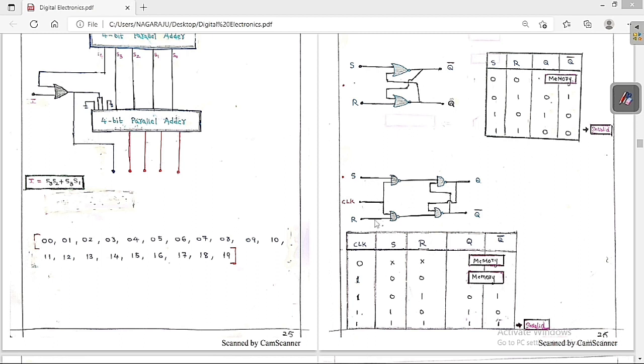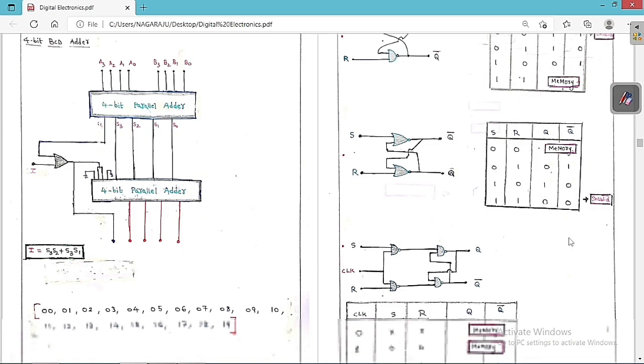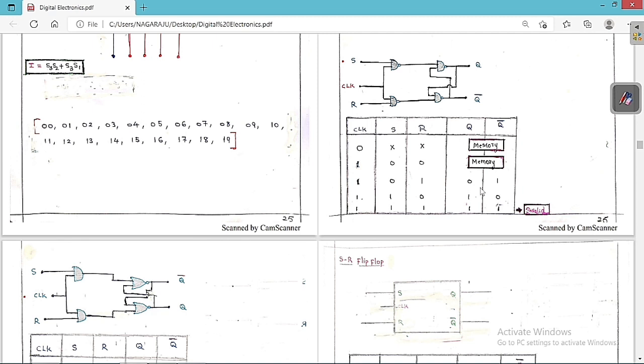Suppose you give 0 1. I already told you, 0 into 1 is 0, and 0 bar is equal to 1, so here we are going to get 1. And here, 1 into 1 is 1, and 1 complement is equal to 0, so here we are going to get 0. So whenever S is equal to 0 and R is equal to 1, we get 0 1. You can see clearly 0 1.